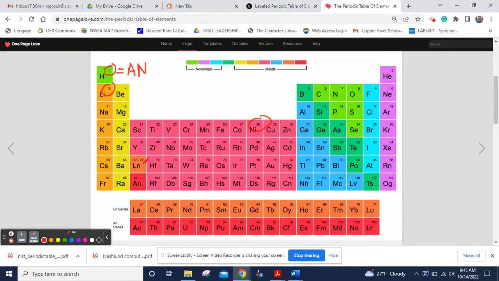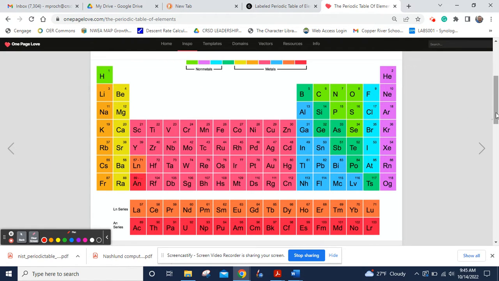Some periodic tables are different. They move this number. It's not always on top, it might be below. But you're always looking for a number. There's no decimal because there's not a half of a proton. It's either 3 or 4 or 5, a whole number. Okay, so keep that in mind. So I'm going to clear this.